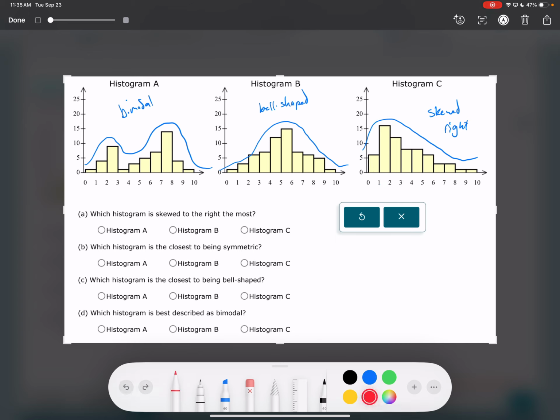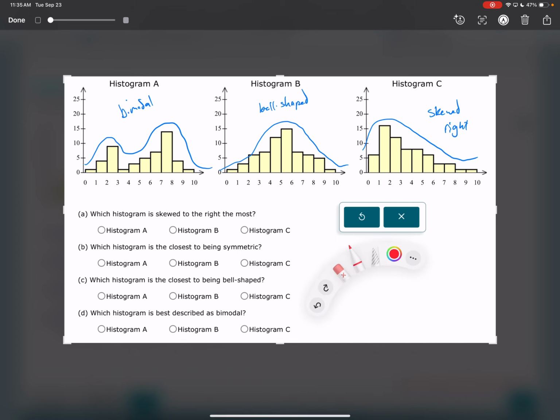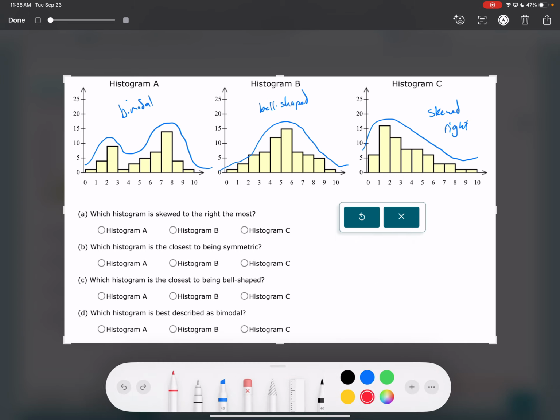Which histogram is skewed to the right the most? That would be C. Which one's closest to being symmetric? That's usually the bell-shaped one. Which one is bell-shaped? That's B. And which one is bimodal? So that is A. Okay. So you just got to look at those and get the general shape of those.